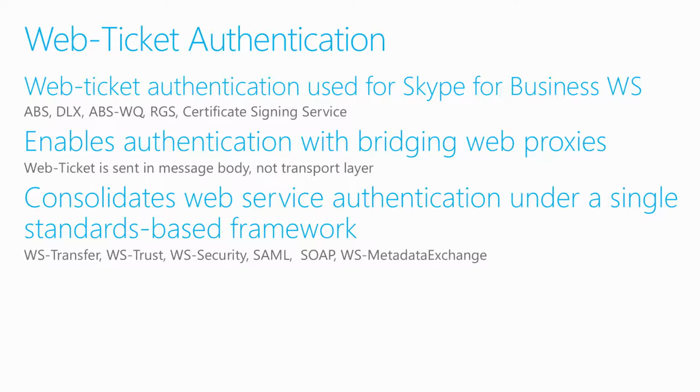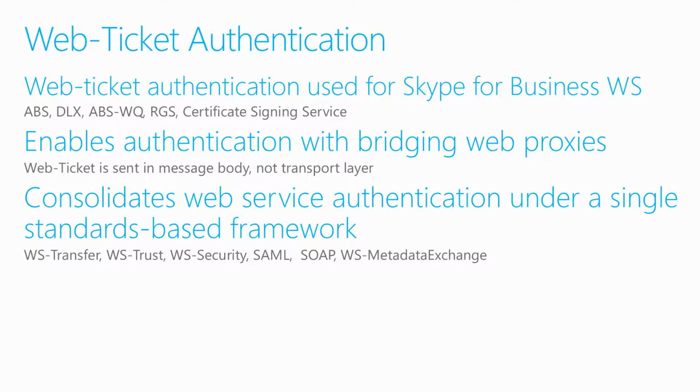So what we talked about so far are the basic authentication methods, but there's something more that we are using in Skype for Business regarding authentication, and it's called the web ticket. And well, it is exactly that. It is a web ticket used for the web services, and we are using all kinds of web services. We're using ABS, the address book service. We're using DLX, the distribution list expansion, ABS web query. We are using RGS, the response group service, and the certificate signing service. And every time we want to use one of these services, the user needs to authenticate. In order to make that easier, we use a web ticket.